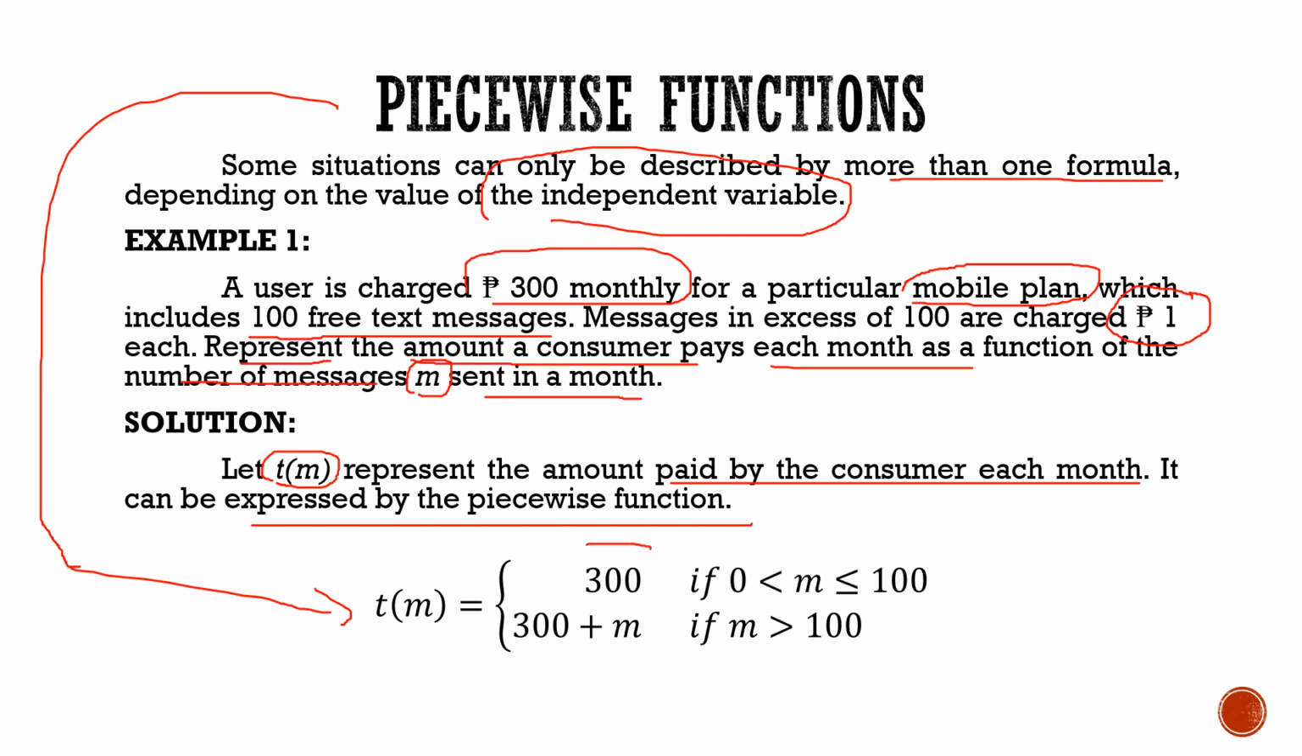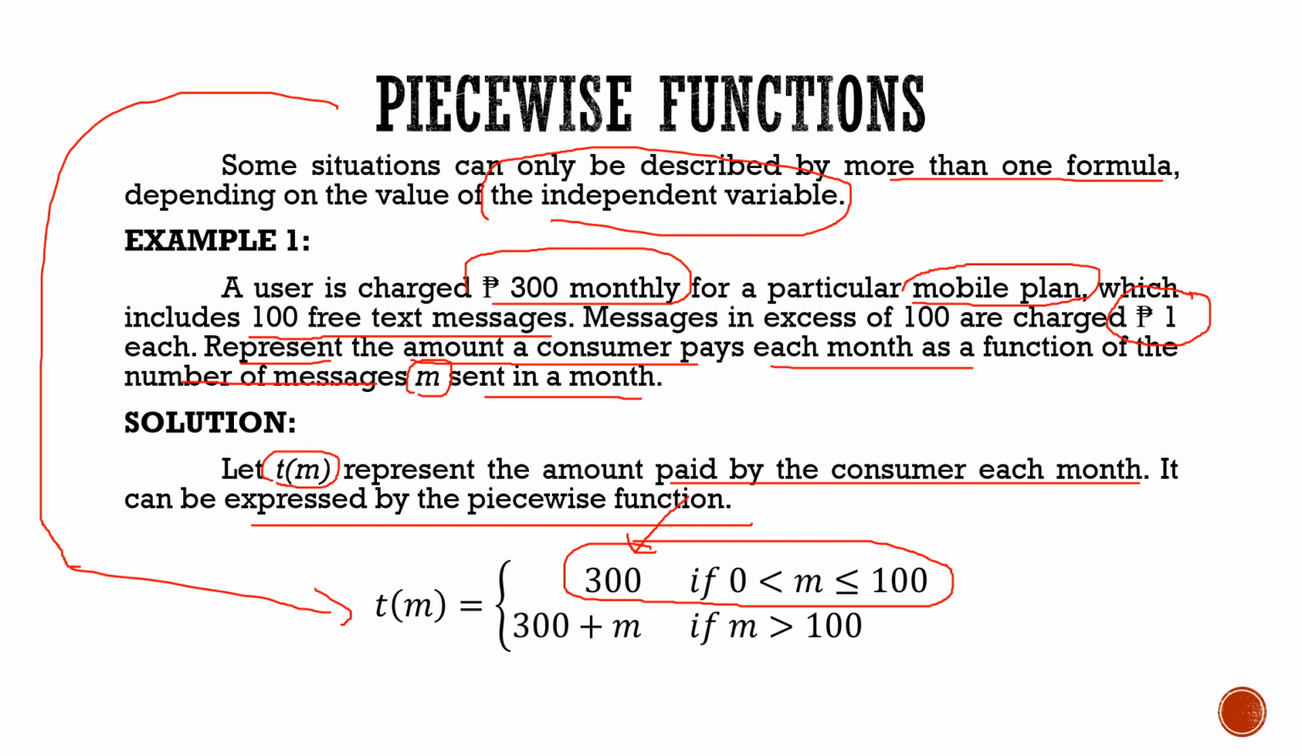So this will be the concept of the piecewise function. Here in the upper part of this piecewise function, there is a fixed value which is 300. That will be the amount payable for your mobile phone, which is 300 pesos if we satisfy this condition: if the number of messages falls from 0 to 100, a maximum of 100 text messages per month, then you're going to pay a fixed charge, which is 300 monthly for your mobile plan.